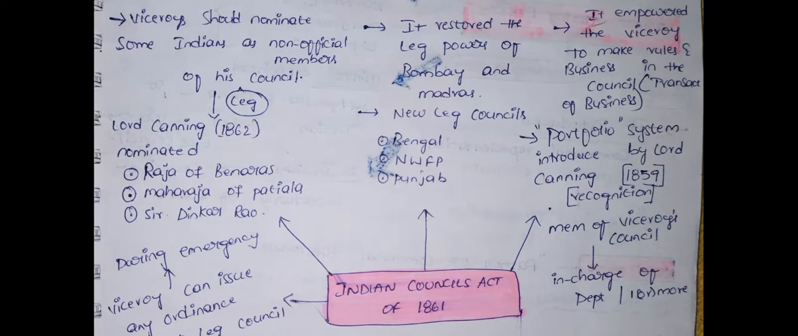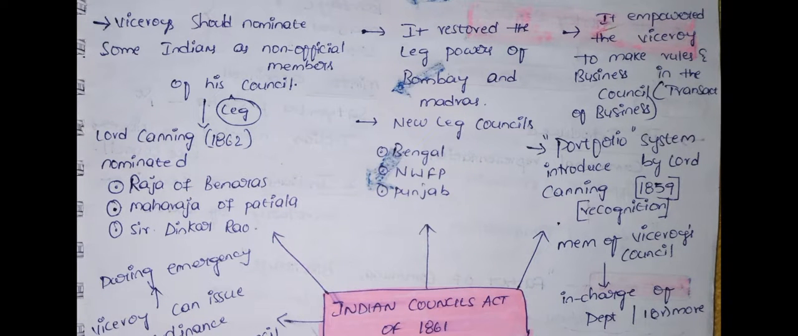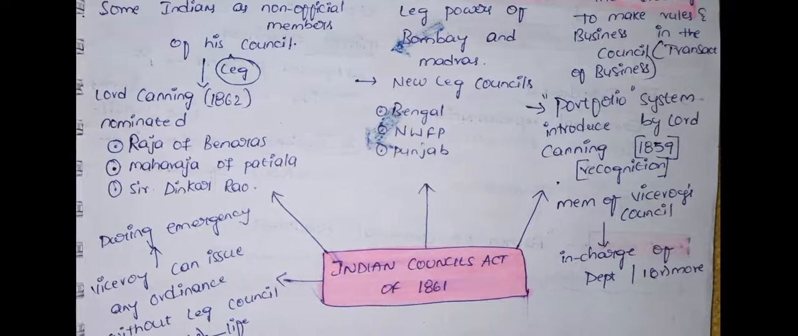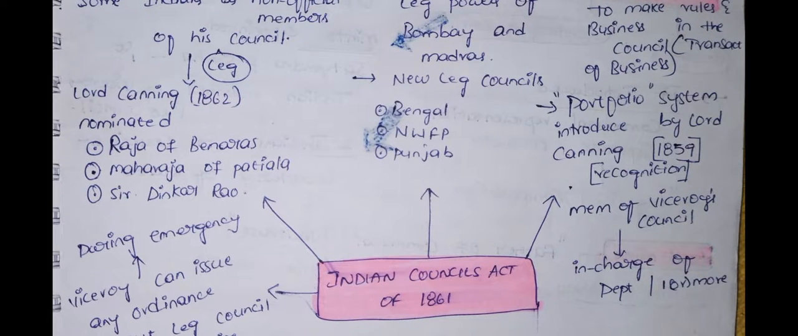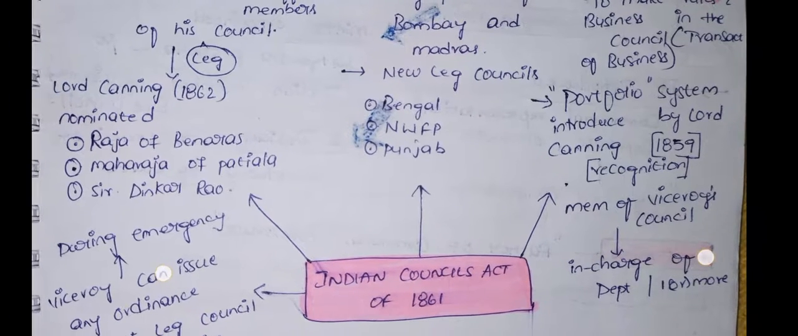Another important feature was that the portfolio system was introduced by Lord Canning. Actually, he introduced it in 1858, but it came into force in 1861 according to the Indian Councils Act of 1861. In this system, the members of the Viceroy's Council were in charge of one department or more than one department.